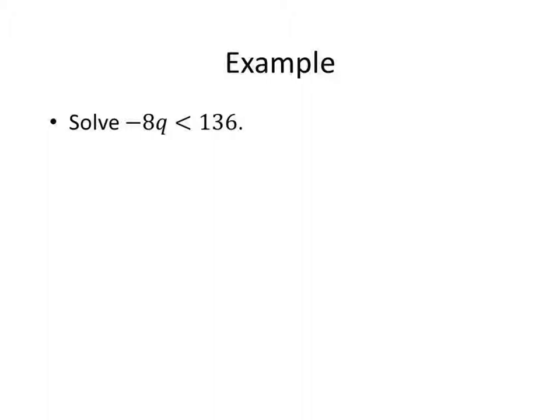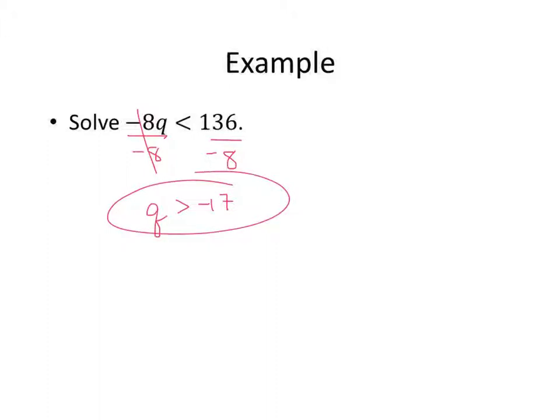Okay, so negative 8q less than 136. What would you do to get q by itself? Okay, we're going to divide by negative 8 both sides. So we're going to get q. Now this time we did divide by a negative, so we are going to reverse our inequality and make it greater than, and it's greater than negative 17. And again, you should be able to check it and graph it.